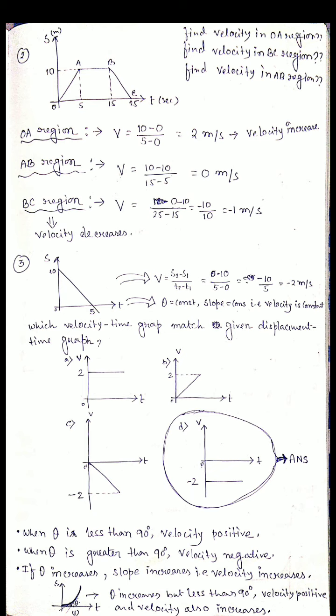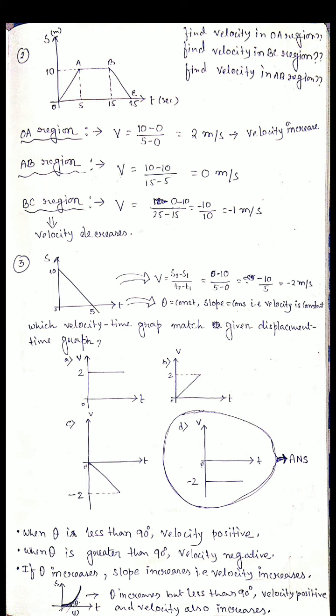Here first we find the velocity, that is S2 minus S1 by T2 minus T1. So S2 is 0 because it decreases in order. So 0 minus 10 divided by 5 minus 0. Clear? Why do we put 0 in place of S2? Because it is in decreasing order. It started with 10 and ended at 5, so 5 means it is the origin. So 0 minus 10 divided by 5 minus 0. So what do we get? We get minus 2 meter per second.